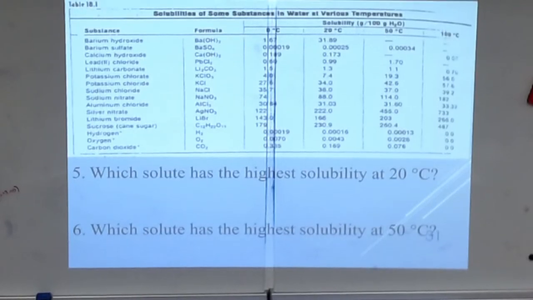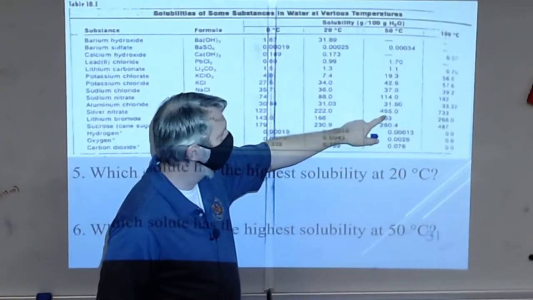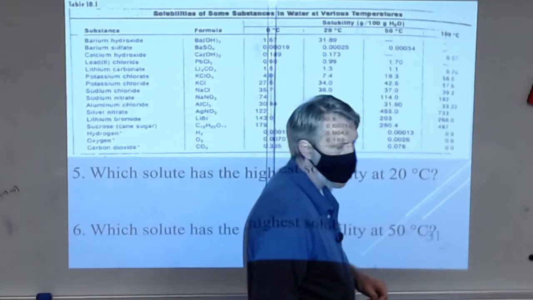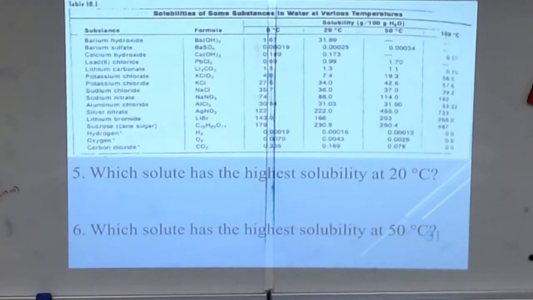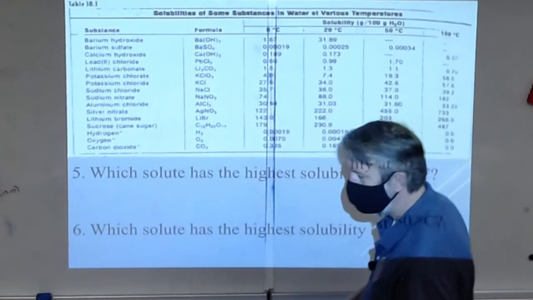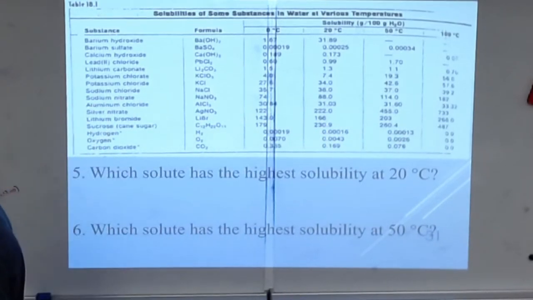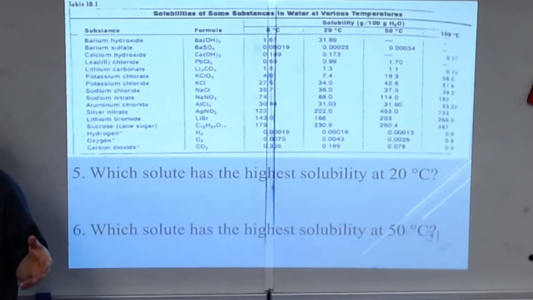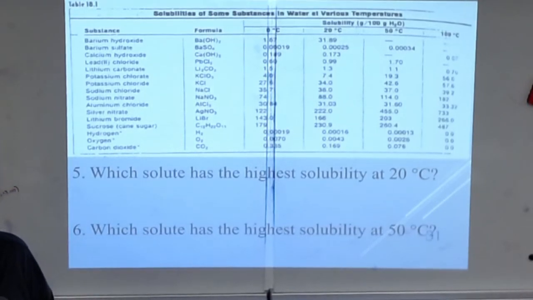All right, at 50 degrees, who has the highest solubility? Yeah, silver nitrate. I can have 455 grams. Now, what do I know about silver nitrate? Why do you think that makes sense? It's ionic. And according to our solubility rules, what's the anion in this case? Nitrate. And we consider all nitrates to be soluble. Okay? That's our solubility rules. All nitrates are going to be soluble.